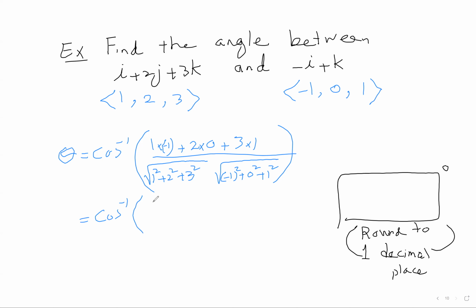On the top, I have 2. At the bottom, the first radical is radical 14, the second radical is radical 2, so radical 28. If you calculate this and round to 1 decimal place, at the end, you should get 67.8 degrees, rounded to 1 decimal place.